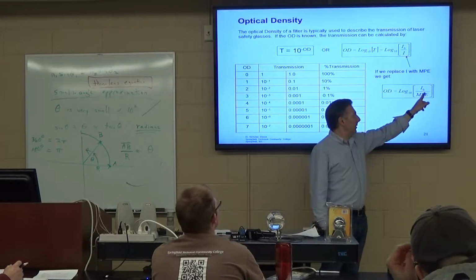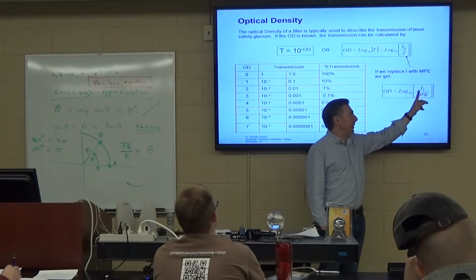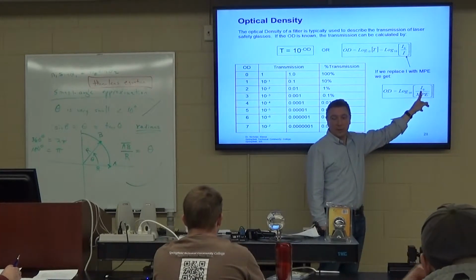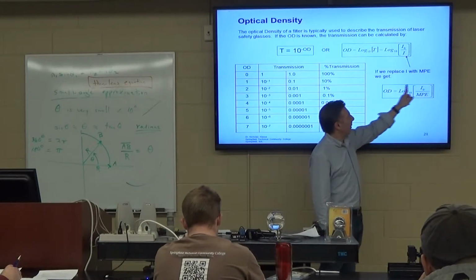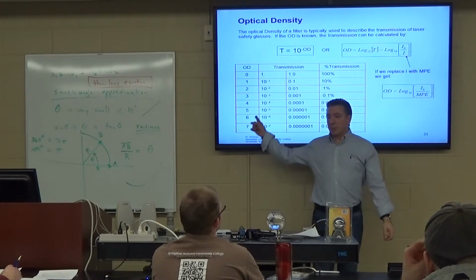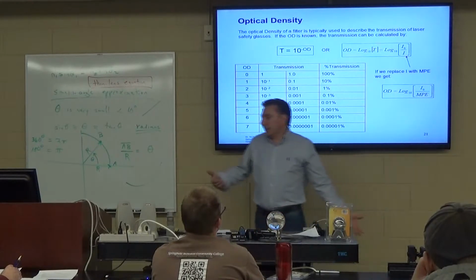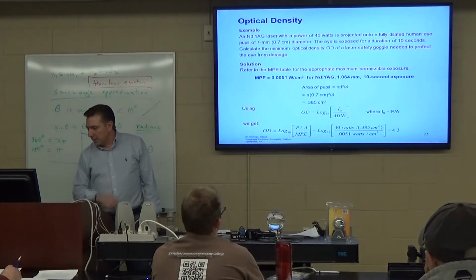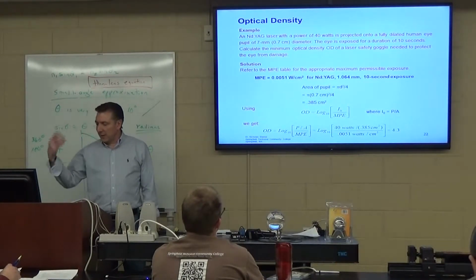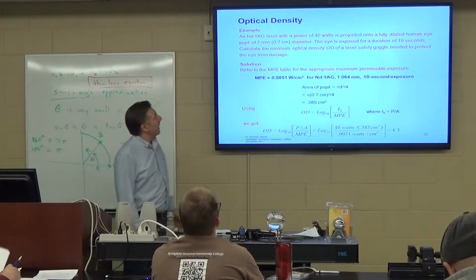Okay, if this is 1,000 times bigger than this, then you have basically log base 10 of 1,000, right? 10 raised to what power gives me 1,000? 3. Yeah, so you have OD3. And that's all. So if we look at that as a calculation, let's do an example.